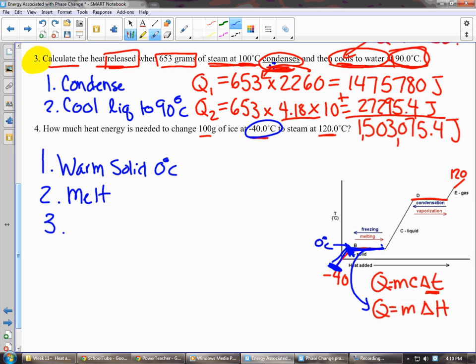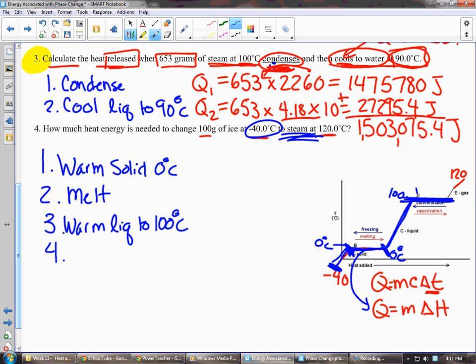Now I'm over here, and I'm a liquid at 0 degrees Celsius. So then, before I can boil, I need to warm all the way up to 100 degrees. So I'm going to warm my liquid. Good. I'm not steam yet, though. I would like to be steam, but I have to make sure that I boil first. Have to go through that state change. So I'm going to boil.